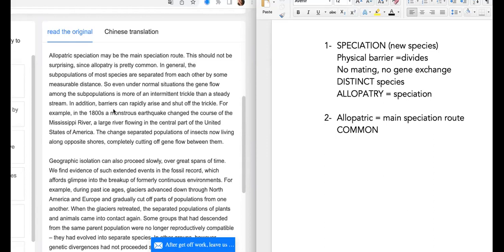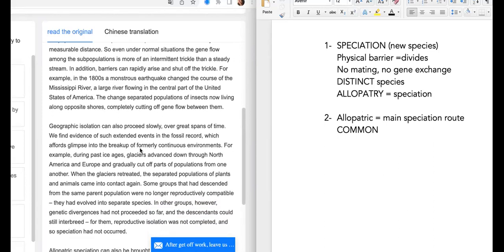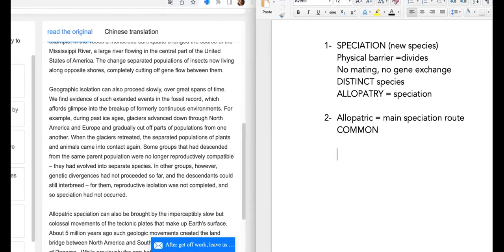Okay, and then I probably don't need to read the rest, this is details, right? Giving me something there about how it's common. So I'm going to go on to paragraph 3, see what that first sentence is saying. We've got geographic isolation can also proceed slowly. Okay.